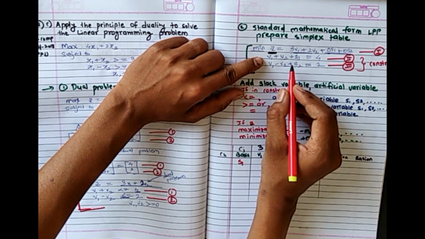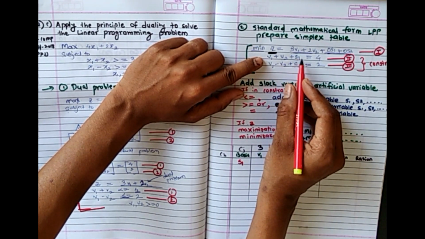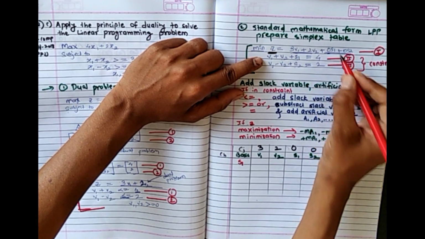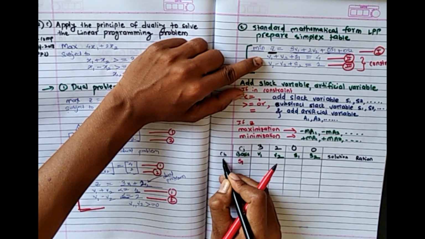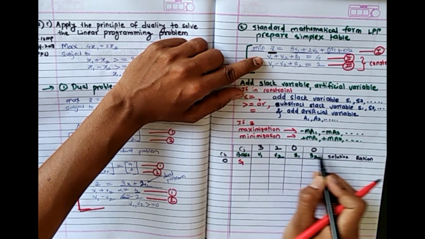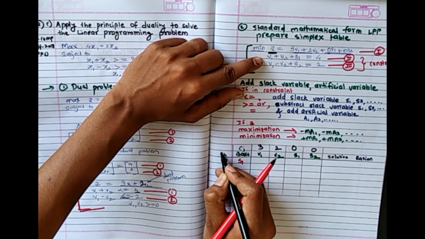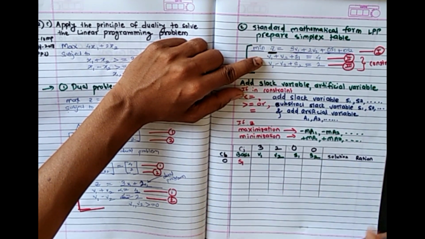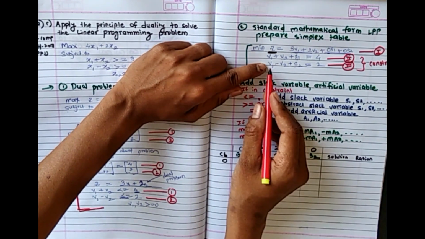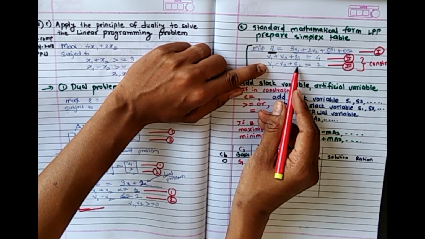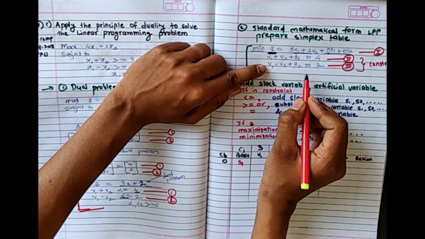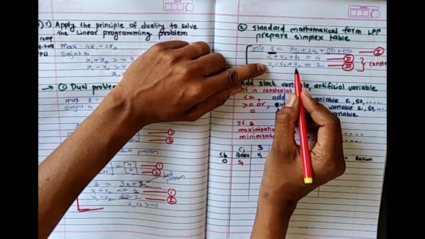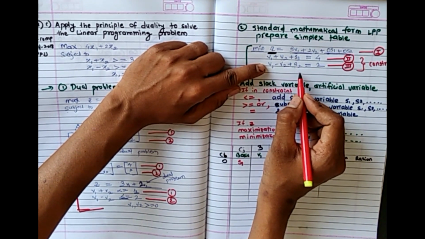And the coefficient of S1 in the z equation is 0, so we will write that as 0. This black color I have made, that is the part of your coefficients in the equation of z. Now we will look at the second equation. Here we have not added any artificial variable, but we have added the slack variable. So we will just write the name of the slack variable.